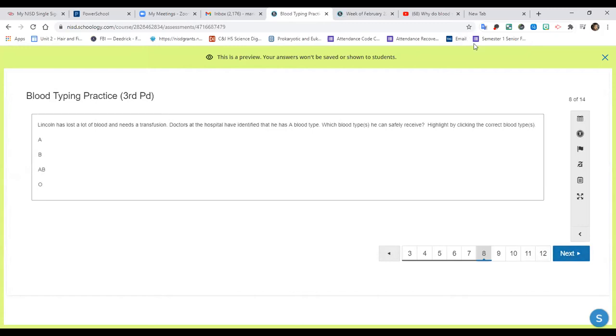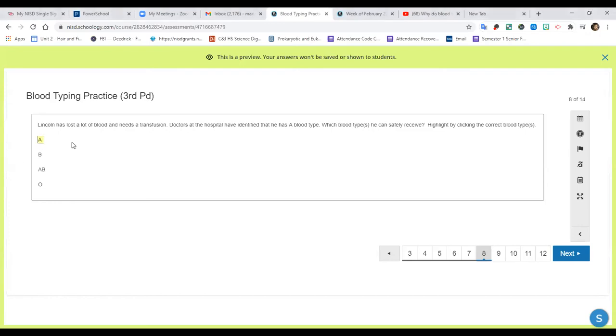Lincoln has lost a lot of blood and needs a transfusion. Doctors at the hospital have identified that he has A blood type. Which blood type can he safely receive? Highlight by clicking the correct blood types. Now again, he's A blood type, so for sure, A.